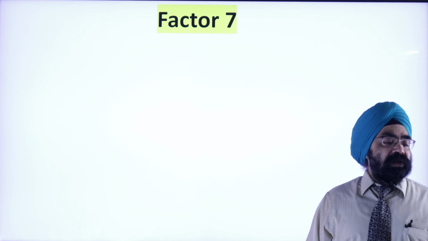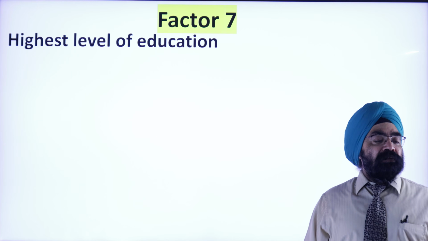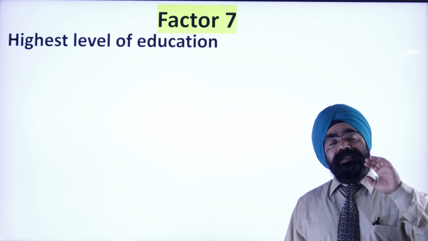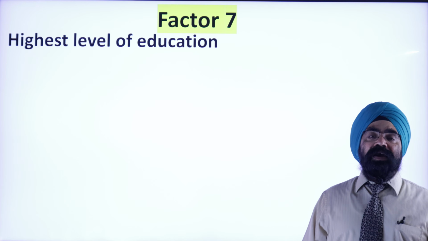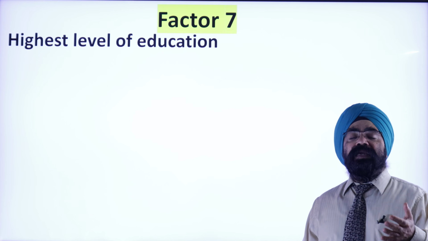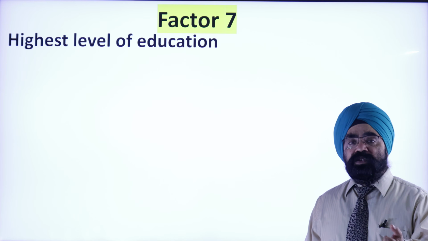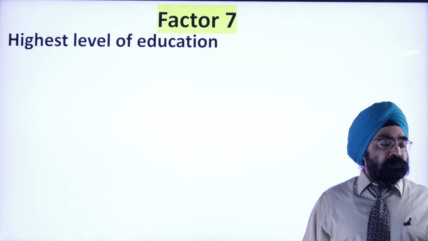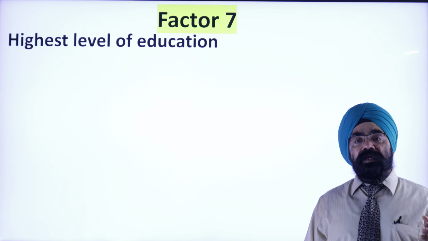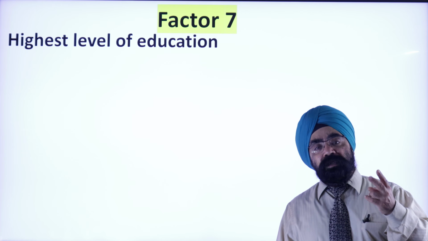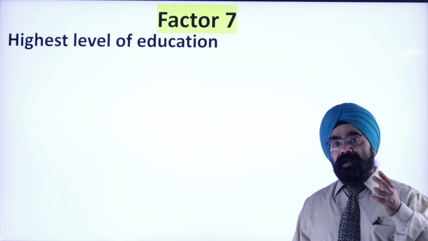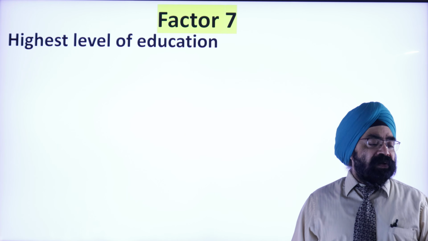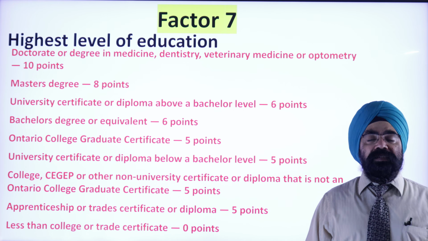So factor 7 is the highest level of education. For masters you get 8 points. For PhD you get 10 points. So suppose you have done LLB here, suppose you have done dentistry, suppose you have done PhD, you get 10 points. Masters, 8 points. If you have done a 2 years diploma after your grade 12 plus 2, then you get only 5 points. So here are the details.